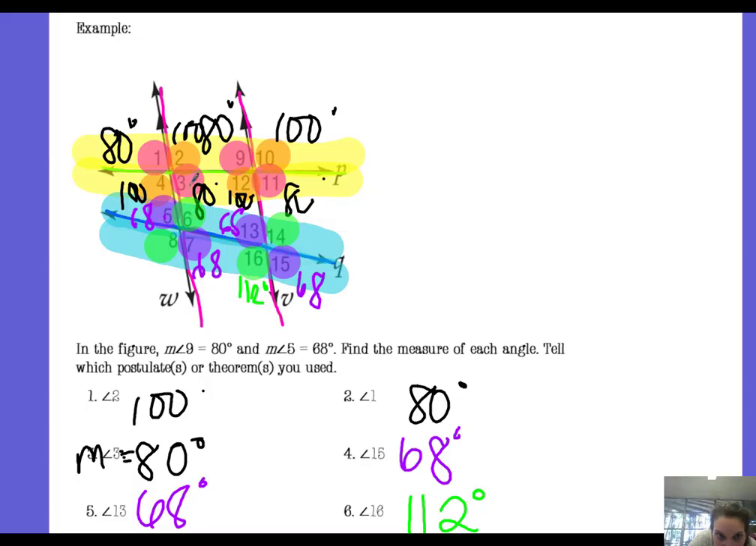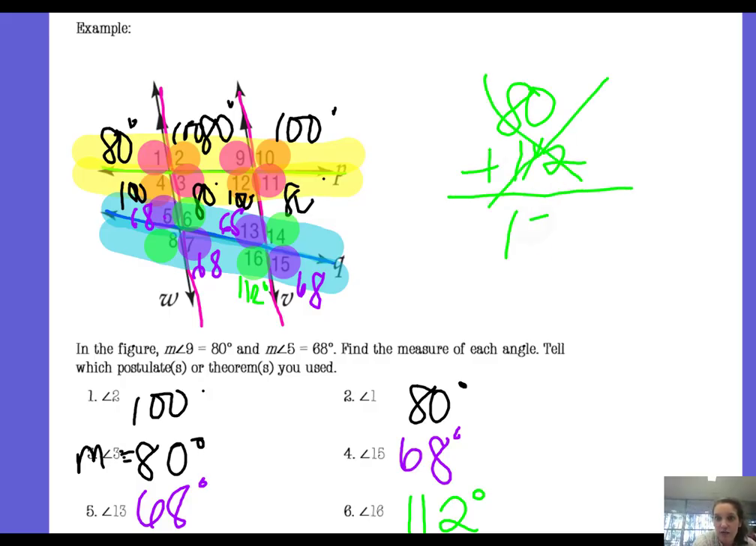If you notice, angle 3 was 80 degrees, and angle 6, we just found all those green ones are 112. If those are same side interior, they should be supplementary, but 80 plus 112 does not equal 180. Those are not supplementary. So going this way, the special relationships do not apply.